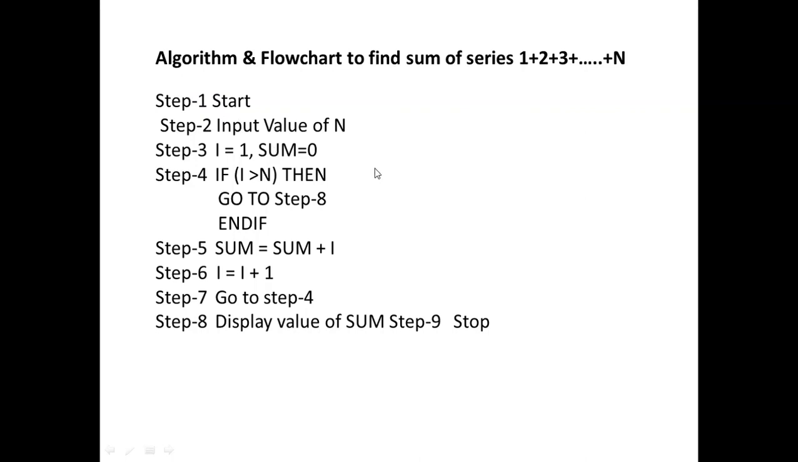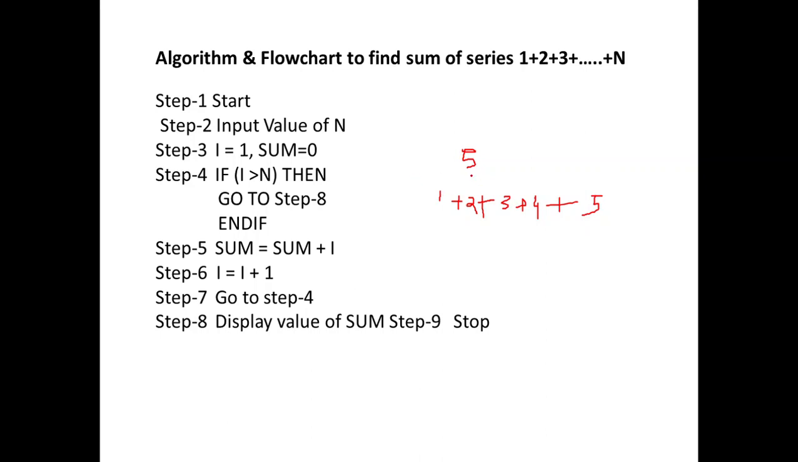So 1 plus 2 plus... say the question will ask how many numbers should be added, and I am giving the limit as 5. Then the output will be 15. How? It will give the output as 1 plus 2 plus 3 plus 4 plus 5. So the sum will be 5 plus 4, 9, plus 3, 12, plus 2, 14, and plus 1, 15.